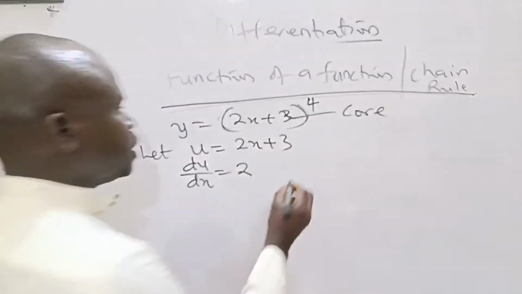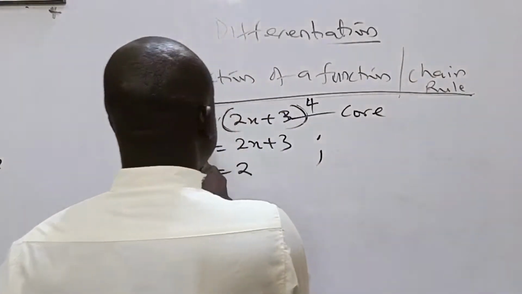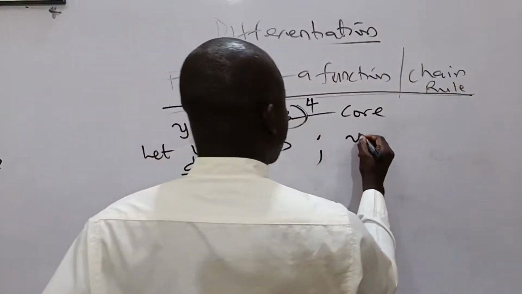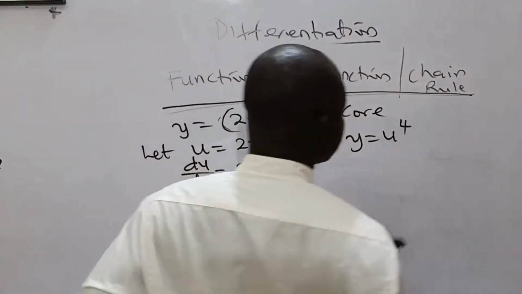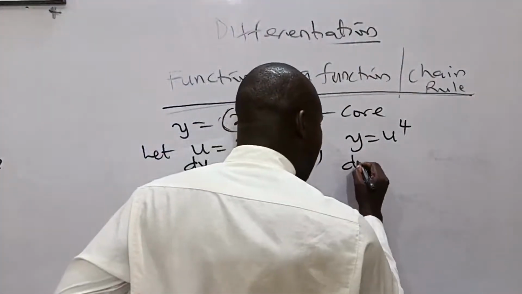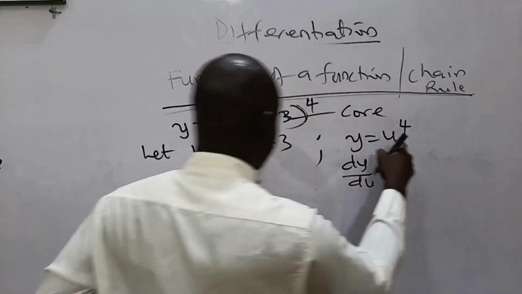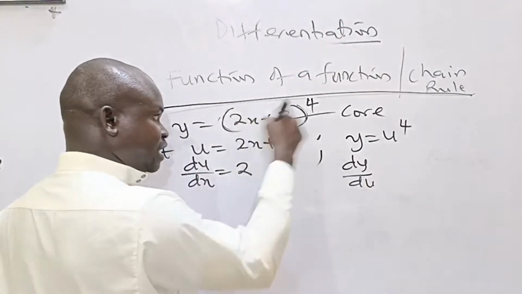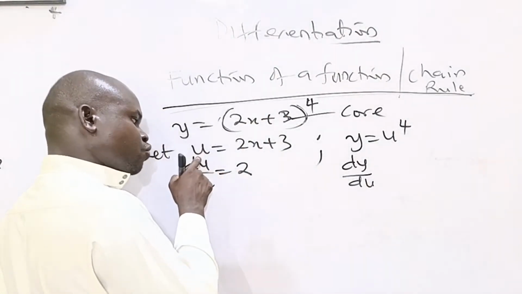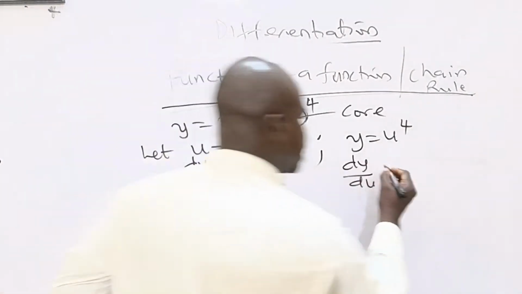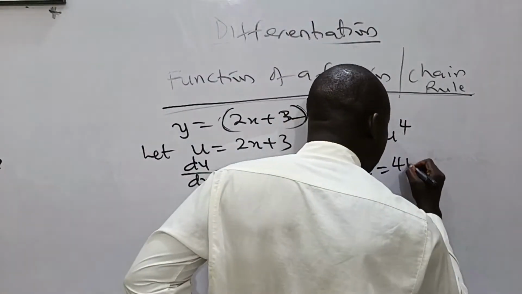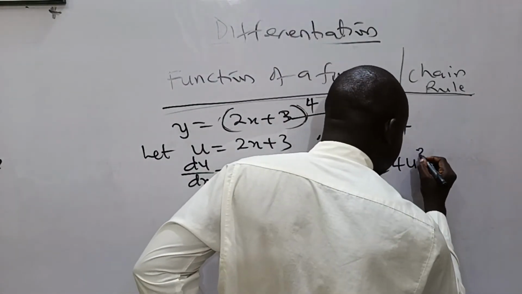Okay? Then what is y? If I represent everything inside this bracket as u, y becomes what? u raised to power 4. Isn't it? Then I'll say dy du. Now I'm differentiating y with respect to u, whereas earlier I was differentiating u with respect to x. So this will come down: 4u, 4 minus 1, that's 3.